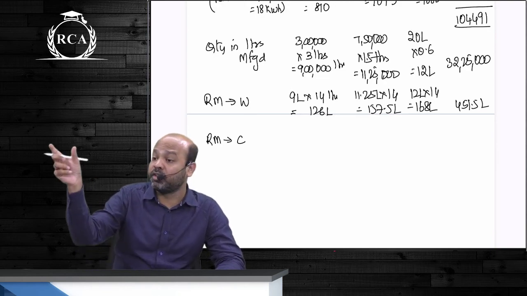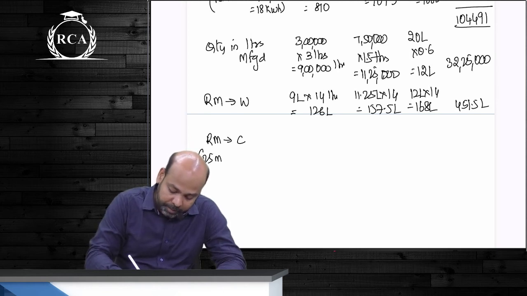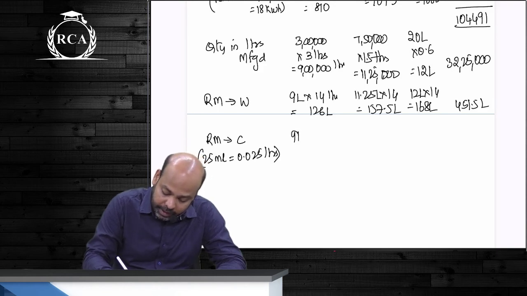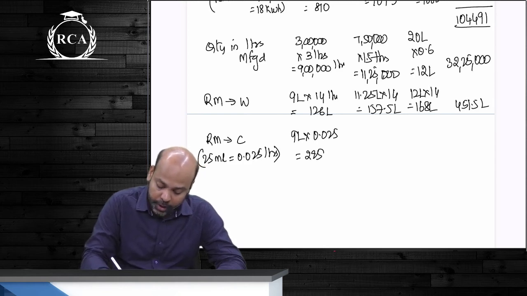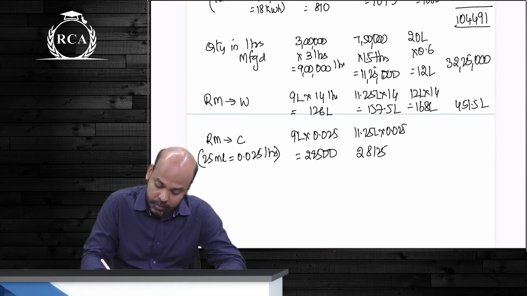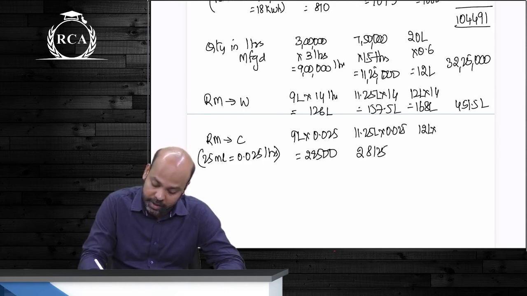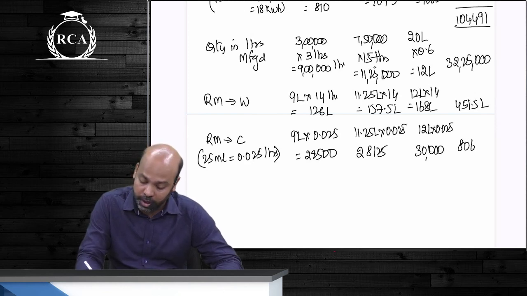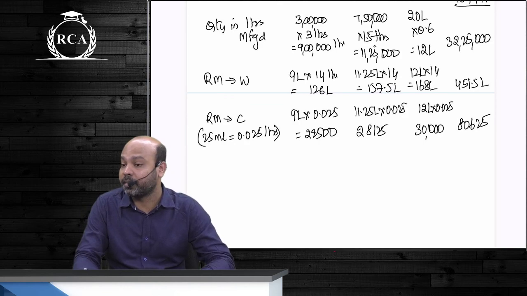You need 0.025 liters, beta. 25 ml. 0.025 liters. I'll write 9 lakh into 0.025. 22,500. 11 lakh 25,000 into 0.025. 28,125. 12 lakhs, beta, into 0.025. The total of the three, beta, 80,625. We got the raw material requirement also, guys, now.